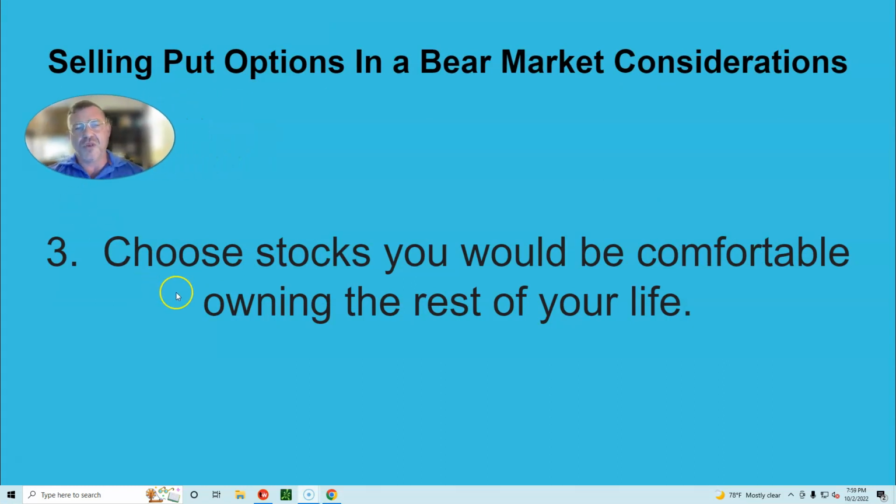Now, another thing that I want you to consider is to consider choosing stocks that you would be comfortable owning the rest of your life. As I mentioned in the slide before, your worst case scenario would be buying an asset. So what are the assets that we're talking about? We're talking about paper assets, specifically equities, stocks. So choose stocks that you would feel comfortable owning the rest of your life, just in case you had to, right?